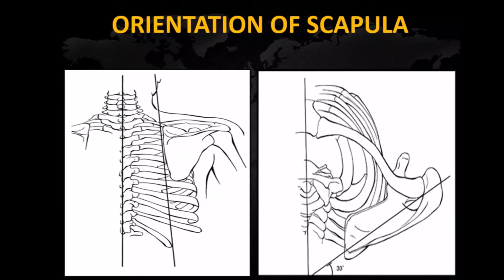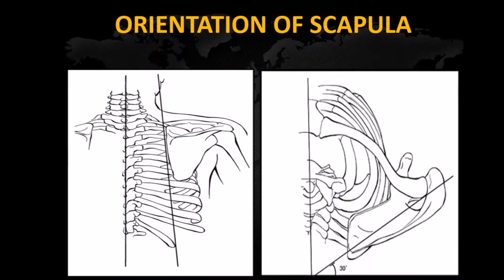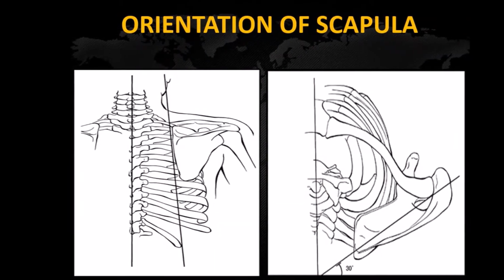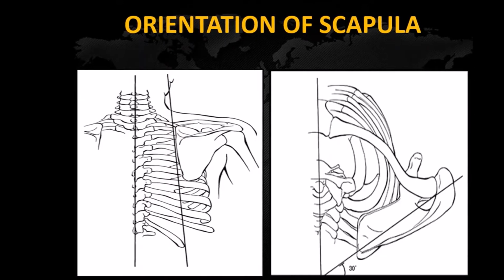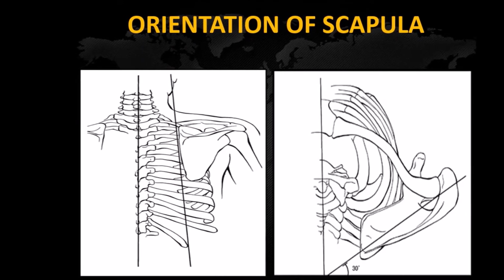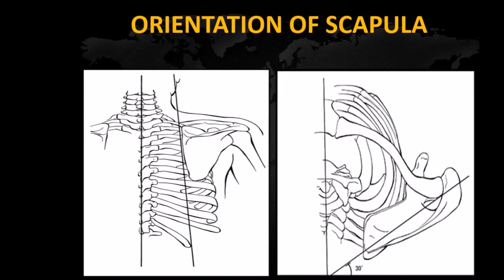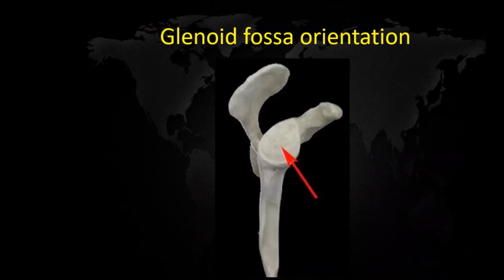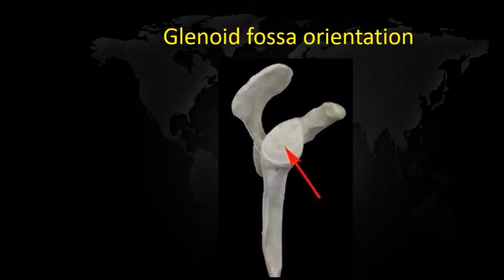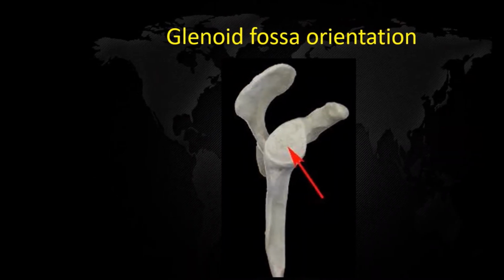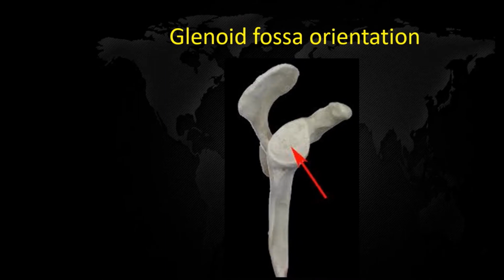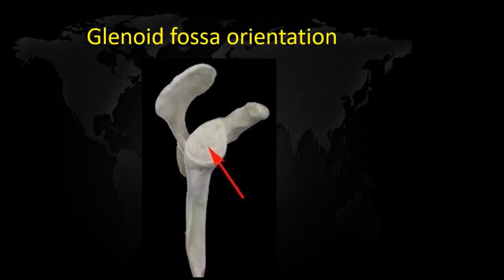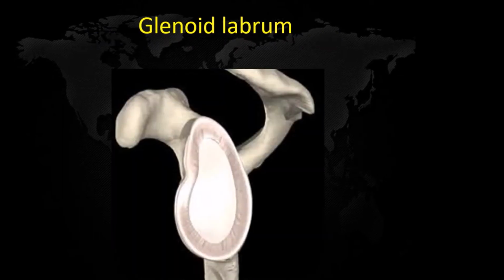The next static factor is the scapular orientation. The scapula is oriented slightly anterior to the frontal plane, almost 30 degrees to the frontal plane, and it is slightly upward rotated, which contributes significantly to the static stability of the shoulder complex. The upward rotation of the scapula makes the glenoid fossa orient slightly upwards, which provides structural or static stability for the glenohumeral joint.